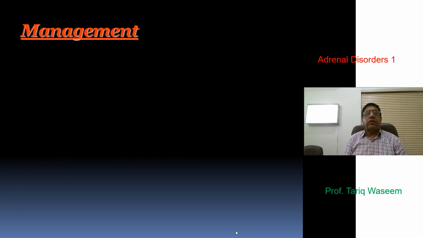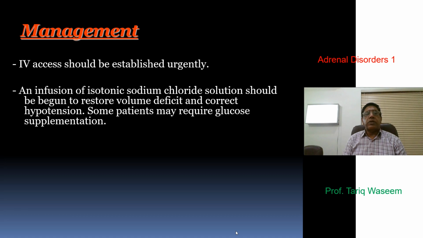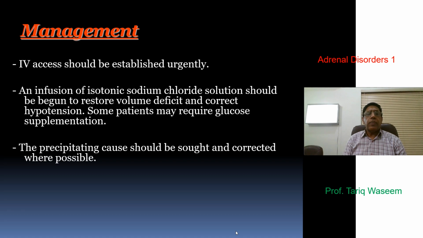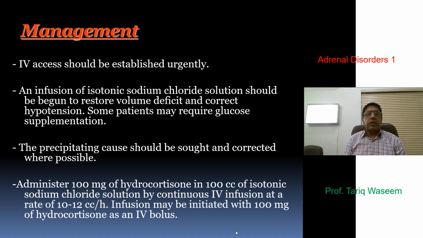The management of adrenal crisis: immediate IV access should be established urgently. These patients should be started on an infusion of isotonic saline to restore the volume and correct the hypotension. And sometimes you may have to give glucose as well, because they do develop hypoglycemia. The precipitating cause should be sought and corrected where possible.